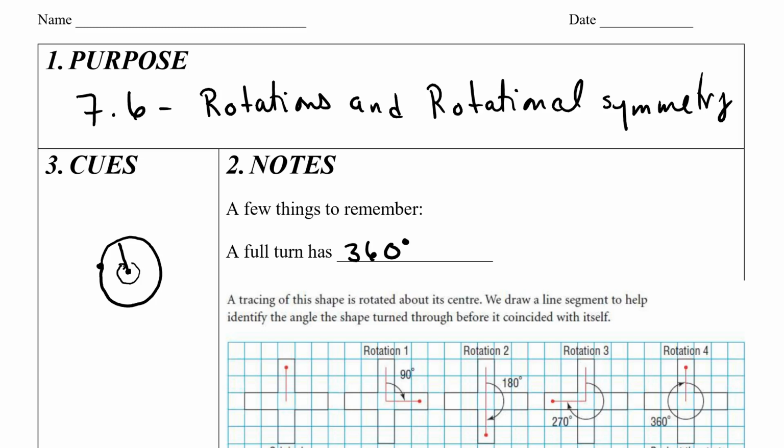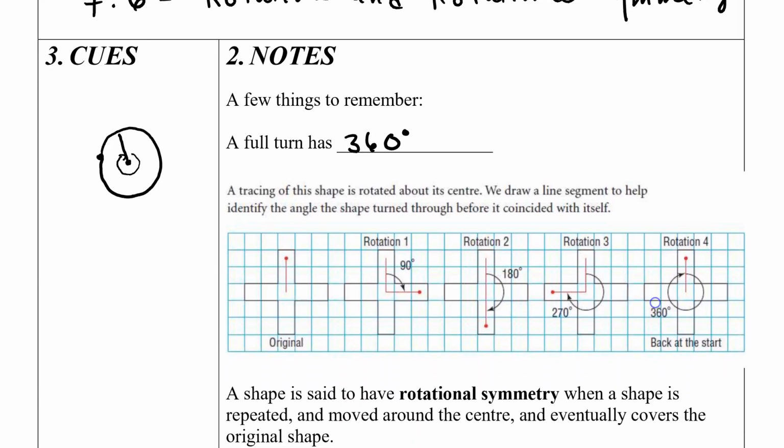So the way that we rotate things, a simple way of doing it, is a tracing of this shape right here, rotated about its center right here. We draw a line segment to help identify the angle the shape turned through before it coincided with itself. Coincided with itself just means that it repeated, or the next shape was directly on top of the original shape.